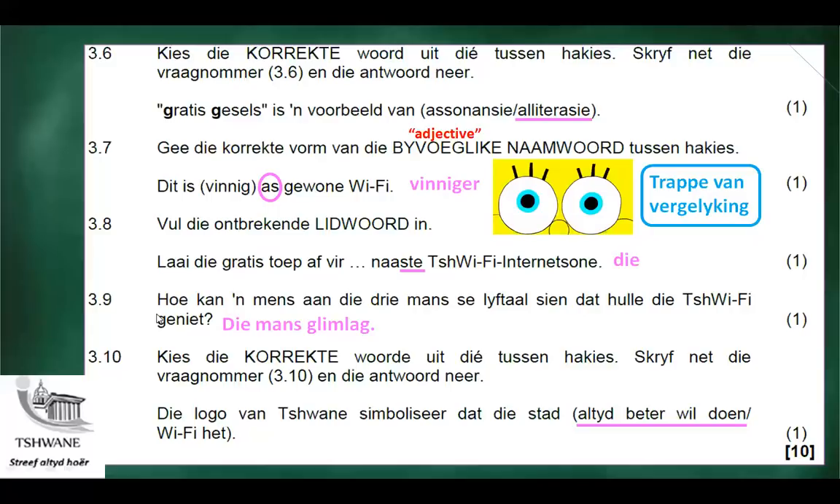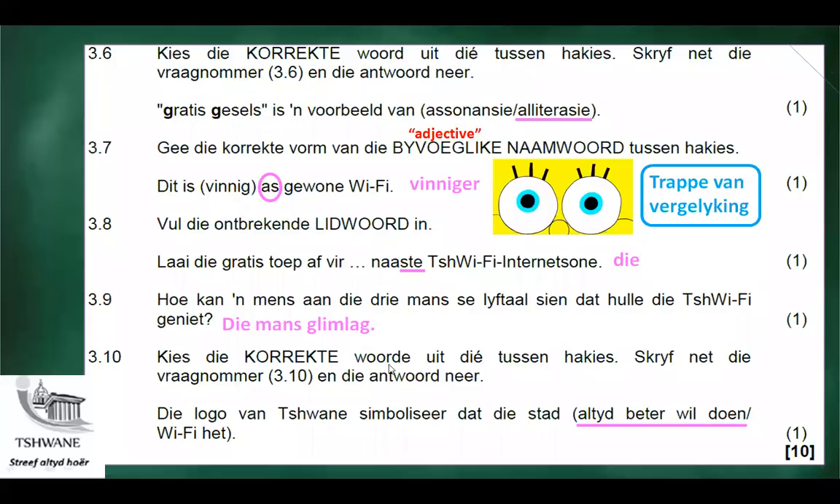Dan vra hulle, hoe kan 'n mens aan die 3 maande se lyfstyl sien dat hulle die Wi-Fi geniet? Ek het nou maar net gesê die mans glimlag. You could have said die mans is op hulle fone. Okay, because that would also be absolutely fine because they are on their cell phones in the picture, which implies that they are enjoying the Wi-Fi.